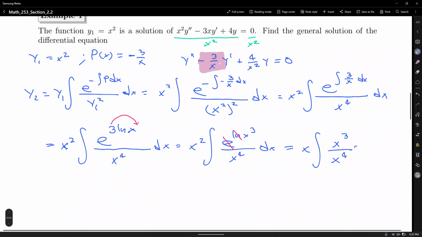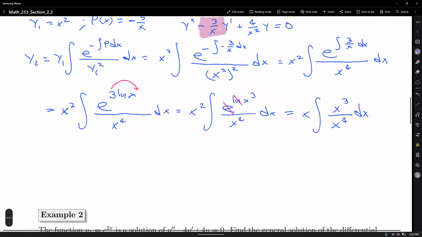over x to the fourth dx, and this will be equal to x squared integral of 1 over x dx, which is x squared times the integral of 1 over x dx, which is ln of x. Okay, no plus c here because this is equal to y sub 2.